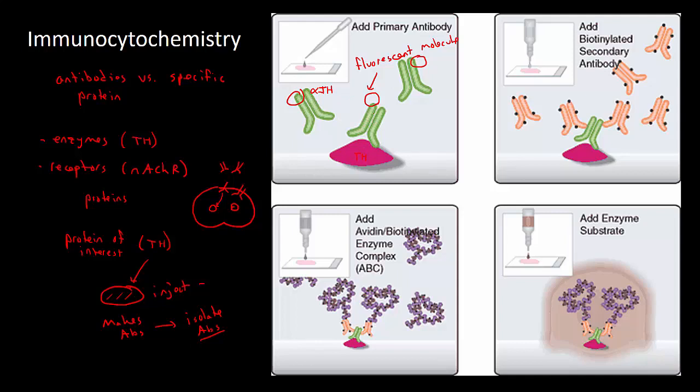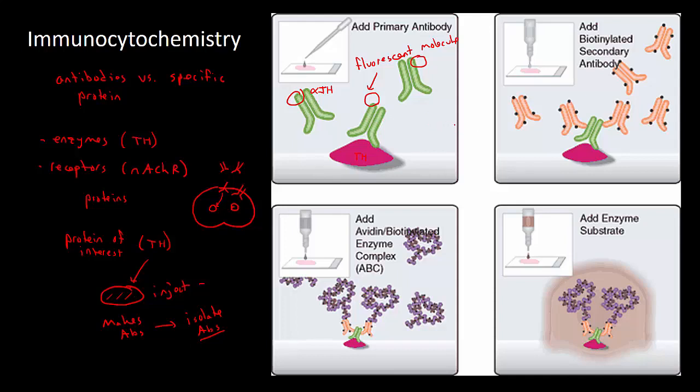I shine a fluorescent light on. Wherever I see glowing, what do I have? An antibody. If an antibody is there, why is it there? Because it recognizes TH. It recognizes my protein of interest. Okay? Now, this isn't particularly sensitive. There's an improved way, which is what's shown in this cartoon. It's the so-called ABC method.